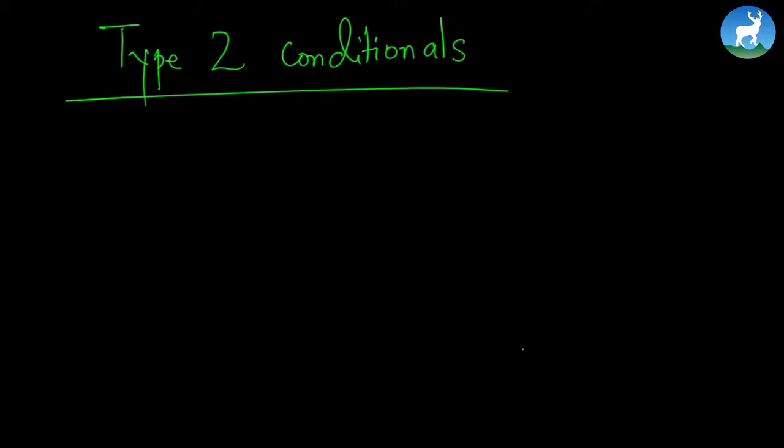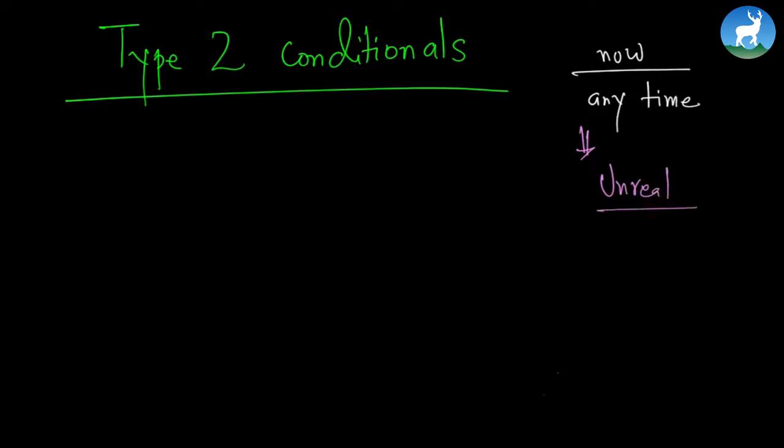Now we have the type 2 conditionals. The type 2 conditional is used to refer to a time that is now or any time. So it is either now or any time. Does not matter what time, now or any time. And a situation that is unreal. What kind of situation? We are talking about unreal situations. We are no longer talking about real situations. These sentences are not based on fact. We're not talking about facts and figures. We are talking about logic.